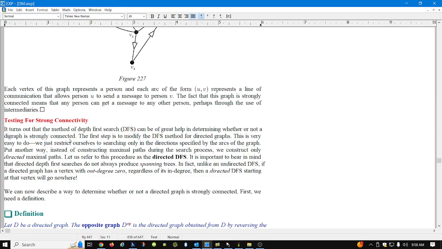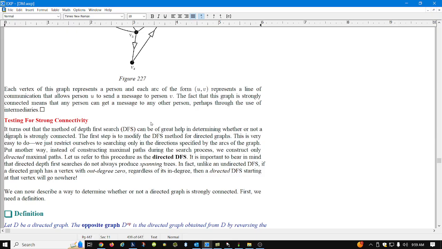Okay. So the first step is to modify the DFS method, the depth first search method, to adapt it to directed graphs. And this is really easy to do. It might be a good time, if you are a little vague on the depth first search that we talked about earlier, to go back and refresh your memory on that. But all you have to do is restrict the incorporation of maximal paths into the tree to maximal directed paths.